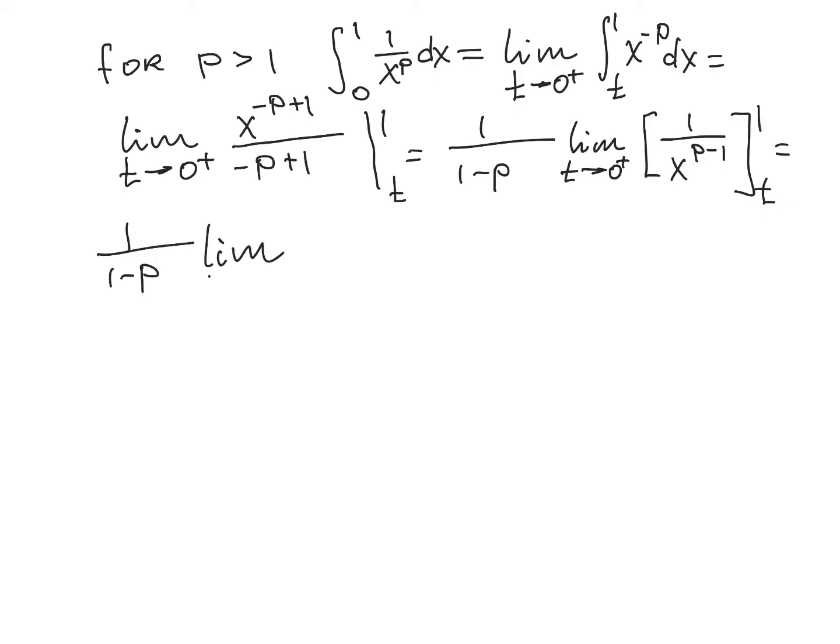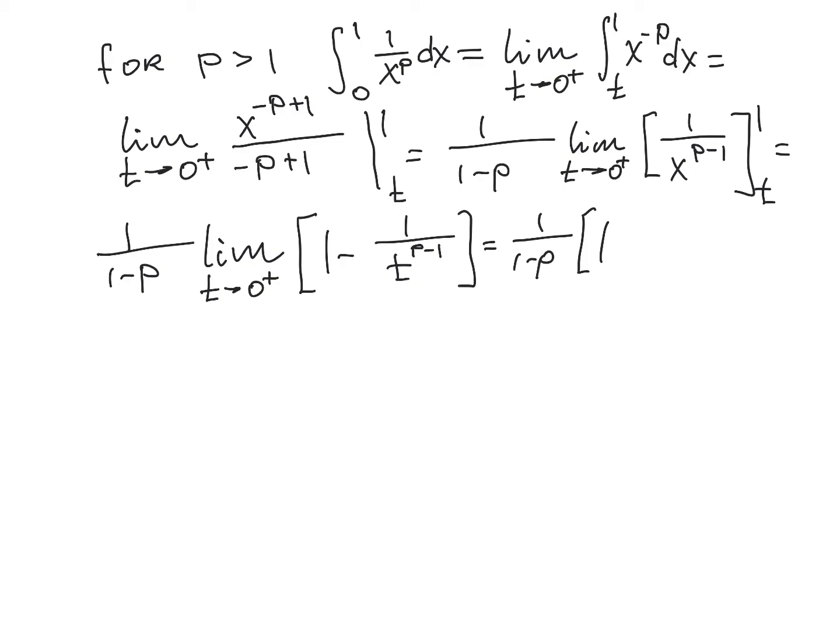So 1 divided by 1 minus p times the limit as t approaches 0 from the right. Now let's plug in 1 for x and t for x, so we get 1 minus 1 divided by t to the p minus 1. So we want to see what this limit equals. So this is 1 divided by 1 minus p times 1 minus, and then we have infinity, since p is greater than 1, so it's a negative number times negative infinity, which is infinity.